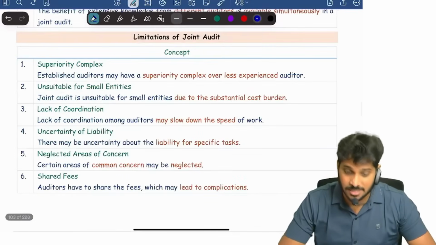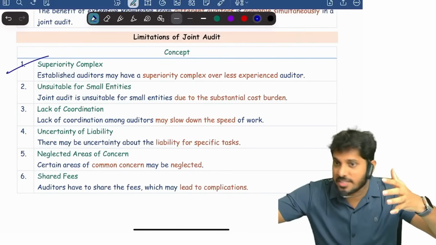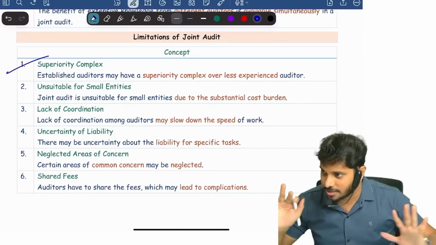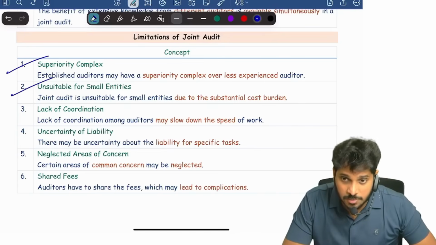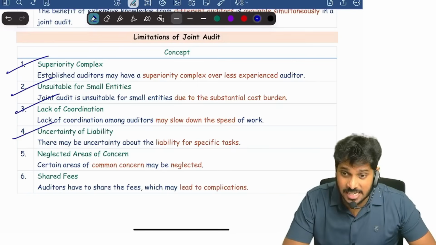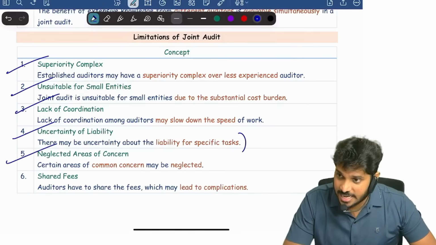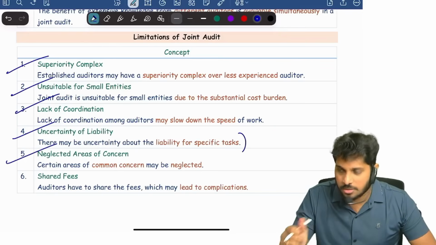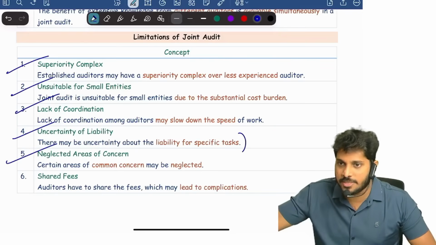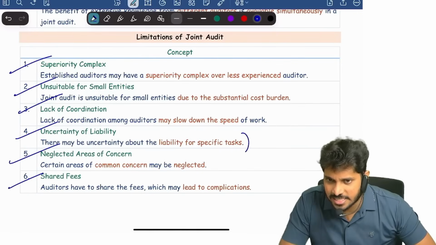What are the limitations? Superiority complex. Since two different auditors are involved, both of them will fight with each other, saying I know better than you. Then, not suitable for small entities. Lack of coordination between them. Uncertainty of liability, I'll tell you later why uncertainty will come. Neglected areas of common concern: in common areas, I will be thinking he will do it, he will be thinking I will do it. Then fees will be shared. These are all various disadvantages.